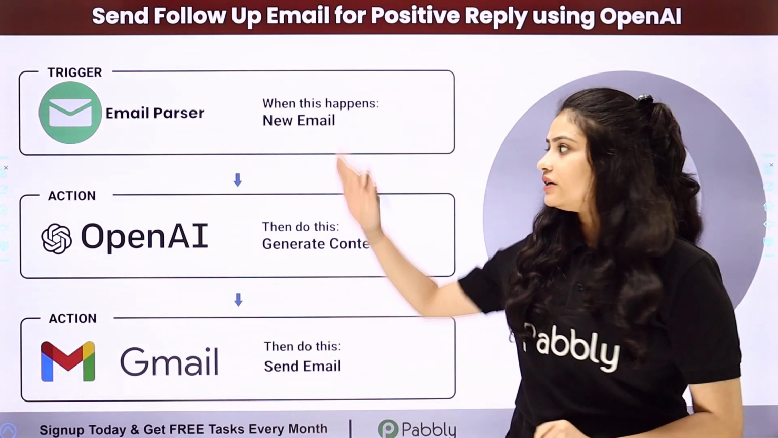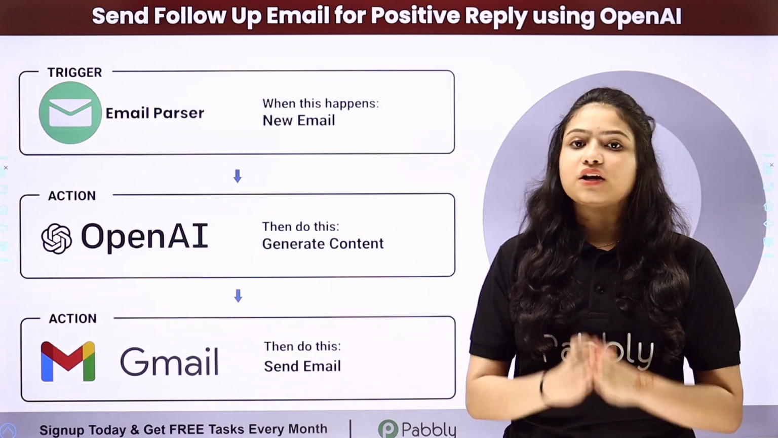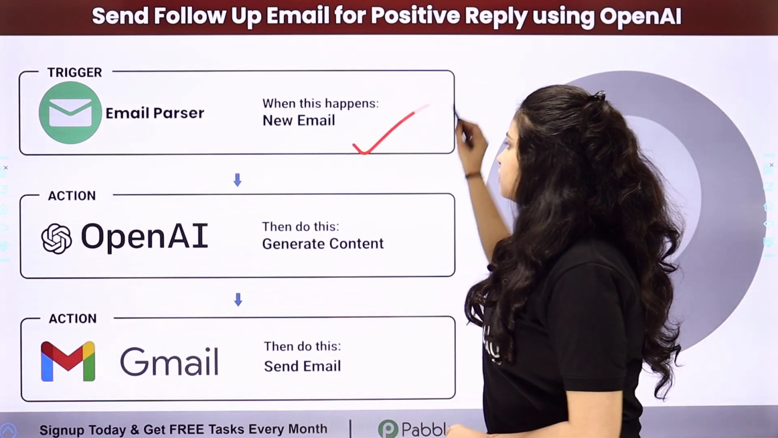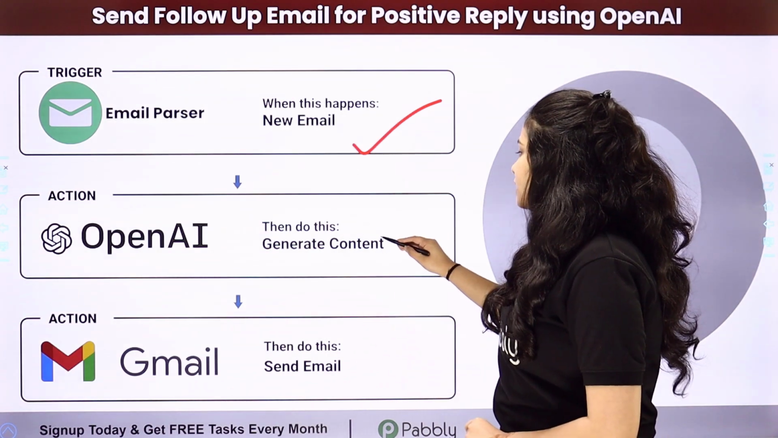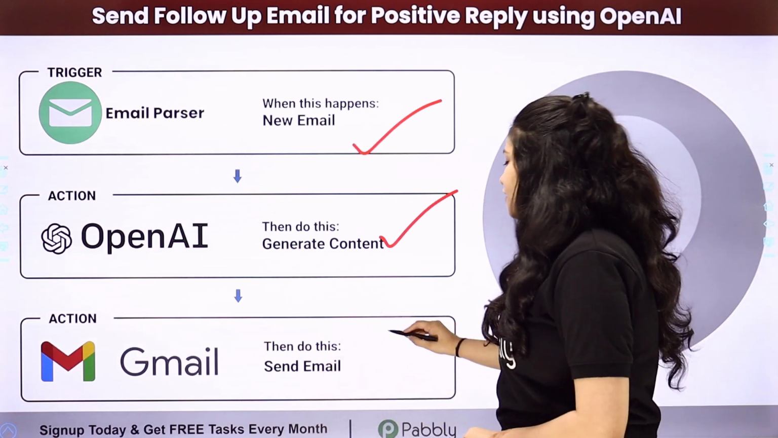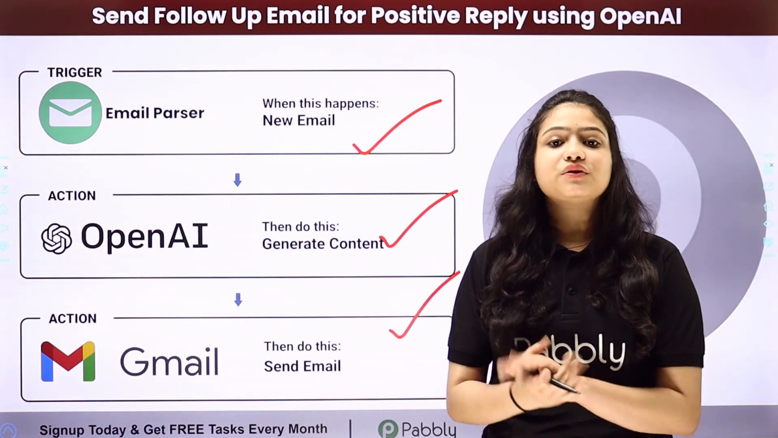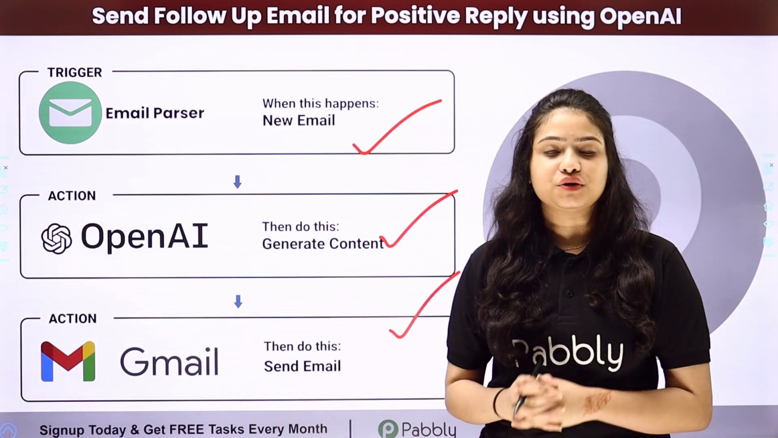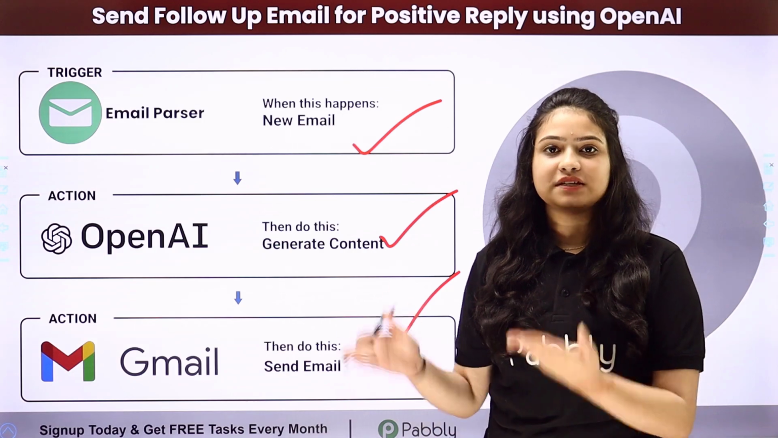For this, we will have to integrate all these applications, and that we are going to do with the help of Pabbly Connect. Now here we have email parser in our trigger, through which we are going to fetch the details from our Gmail account, and then we have OpenAI, through which we are going to check whether the email is positive or negative, and at last we have Gmail, through which we are going to send the reply email to the customers. And we are going to connect all of them by using Pabbly Connect in order to automate this entire process. And to learn this entire automation step by step, let me take you all to my screen.